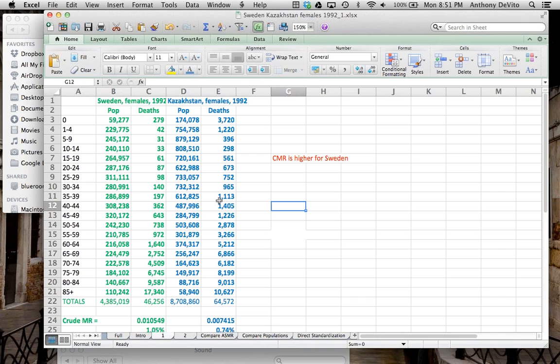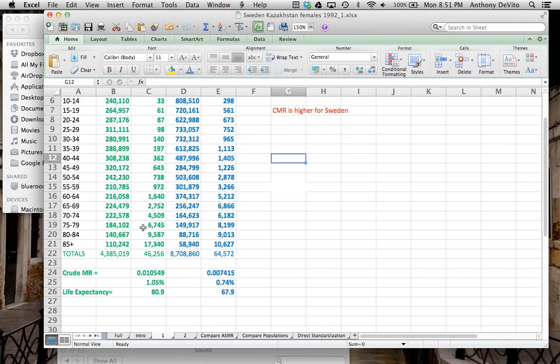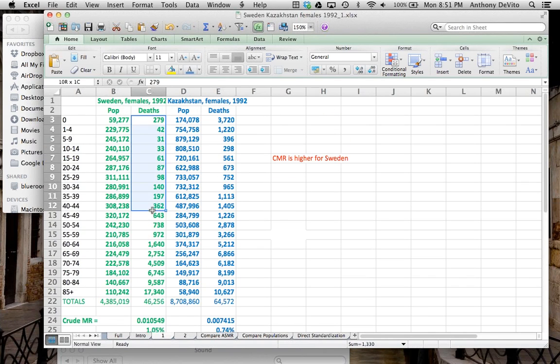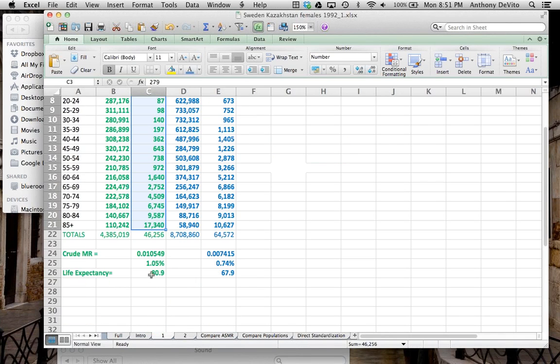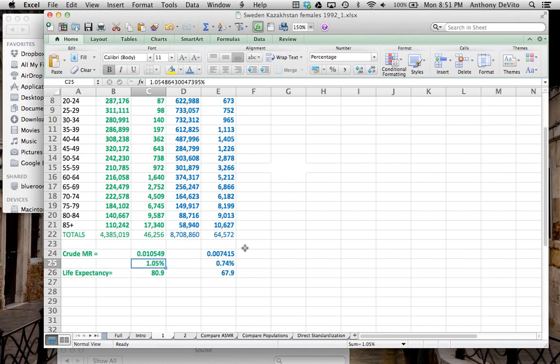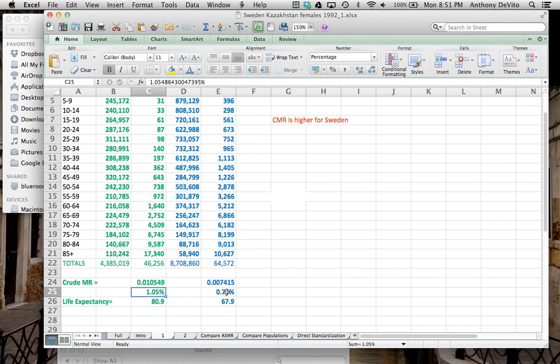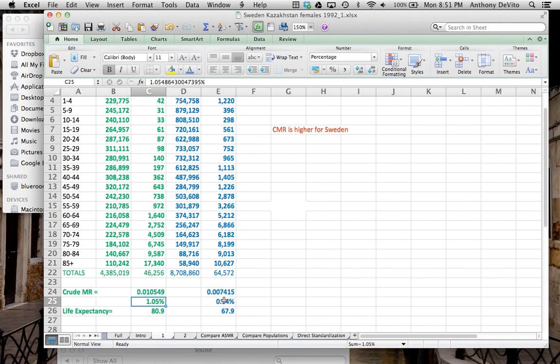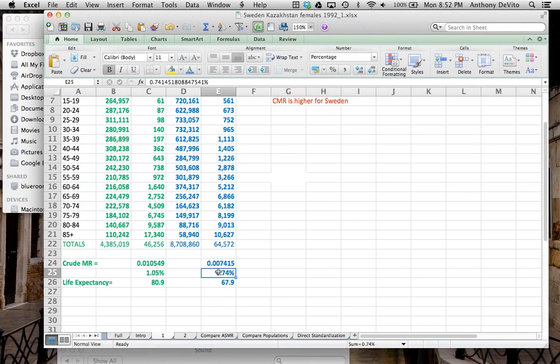Okay, so now let's take a look at this. We had the number of deaths in Sweden, just as we calculated before. Sure enough, 1%. And your chances of dying if you're female in Kazakhstan was only about 0.75%. It's lower. That's the crude mortality rate, by the way.